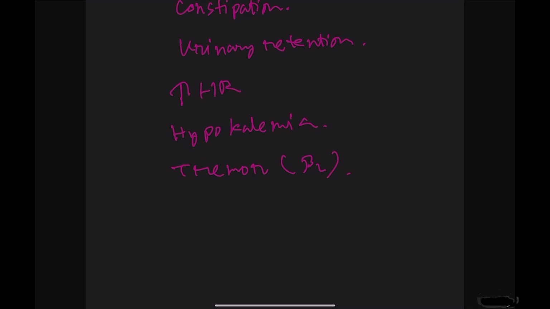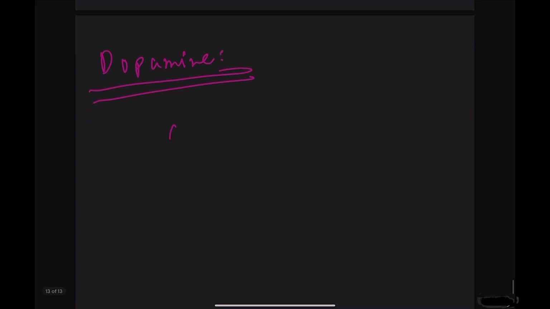Okay, let's see what is the use of dopamine. We use dopamine in cardiogenic shock mainly.